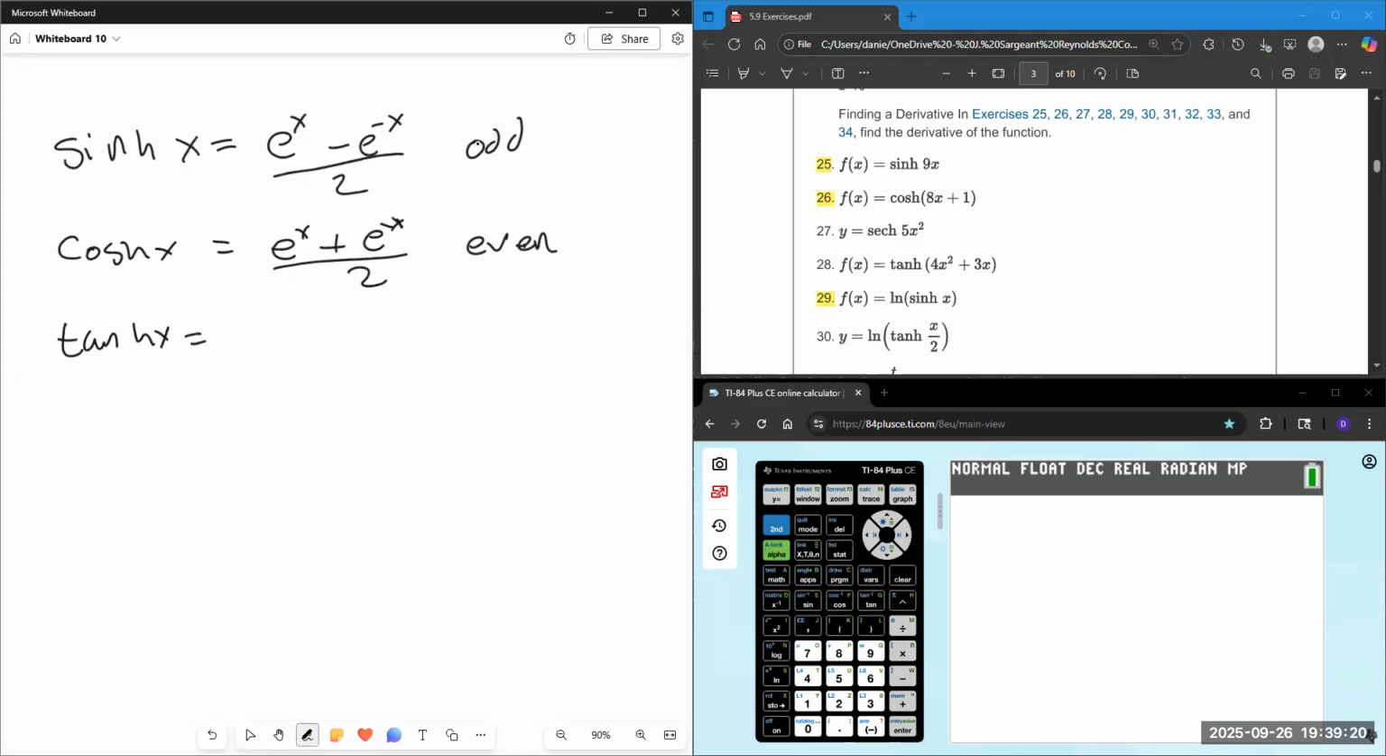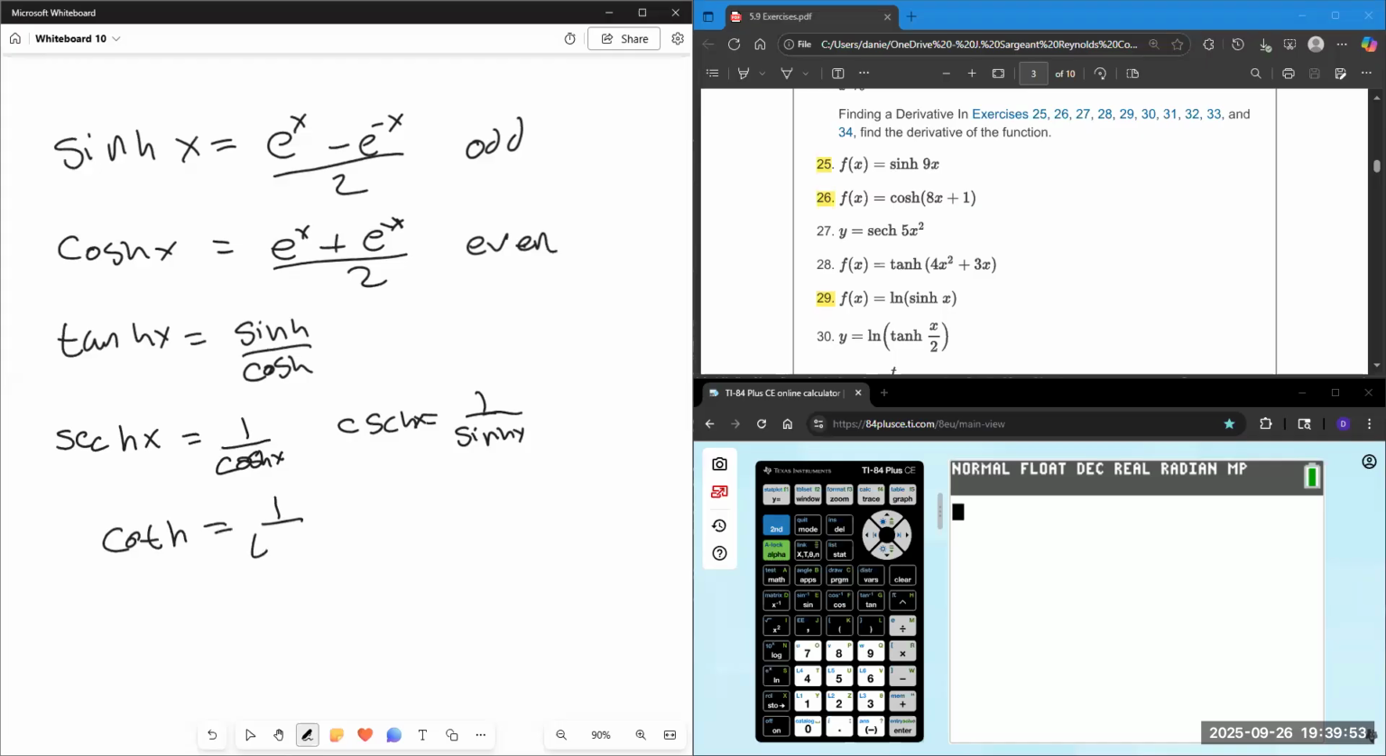Hyperbolic tangent, I won't define it in terms of e, but it's hyperbolic sine divided by hyperbolic cosine. Then hyperbolic secant is the reciprocal of hyperbolic cosine. Hyperbolic cosecant is the reciprocal of hyperbolic sine. And hyperbolic cotangent is the reciprocal of hyperbolic tangent, but it's also hyperbolic cosine over hyperbolic sine.